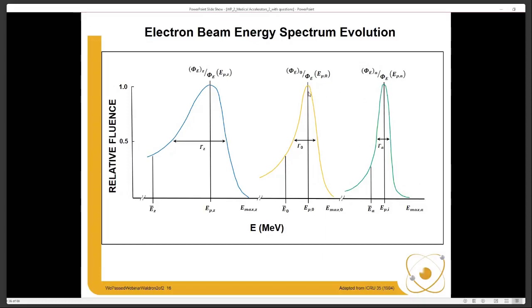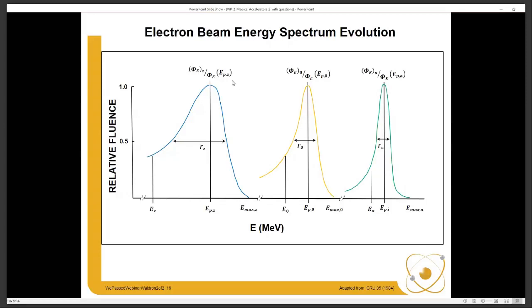If we consider the yellow or golden plot in the middle here, now we're talking about the electron spectrum at the surface of a water phantom or the patient. And so, of course, we've got the same designations here. We've got a gamma sub zero, an EP zero, an E-bar zero, an E max zero, and so on. And what we can see is that just in passing out of the accelerator and through the air between the window and the patient, the energy spectrum has almost doubled in width.